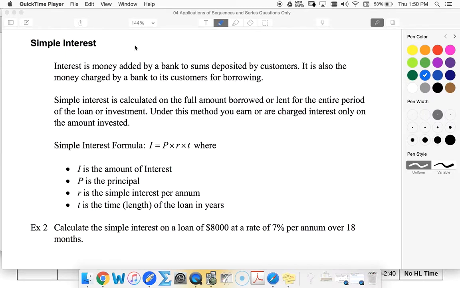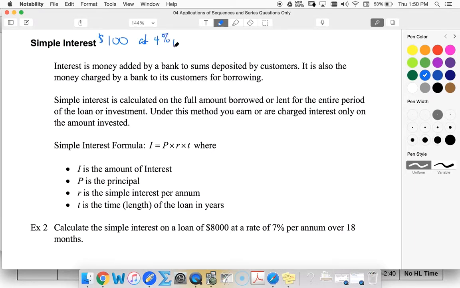So simple interest is interest that's based only on the initial amount of money that you put into the bank. So for example, if you put in $100 at 4% interest per year, so PA is per annum, that means that at the end of the first year, we would have $104. And then at the end of the second year, we'd have $108, and so on and so forth. So my interest is charged only on this initial amount. It's not charged on the new amount.